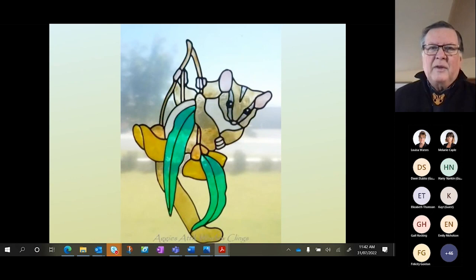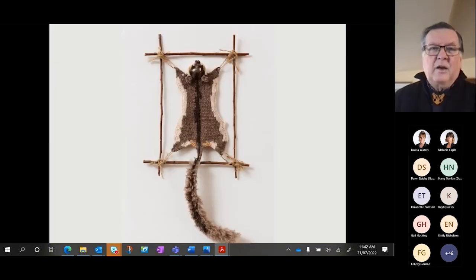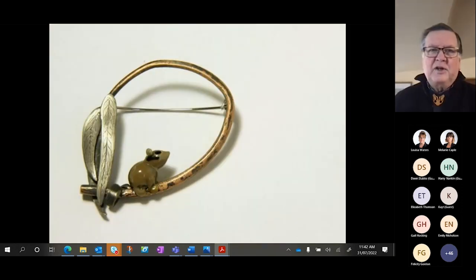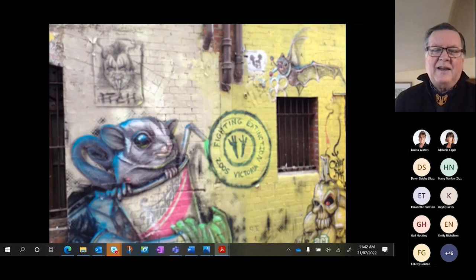Leadbeater's possum has also inspired other media, including stained glass. Knitting, jewellery, more beautiful jewellery, metal and glass. Street art.